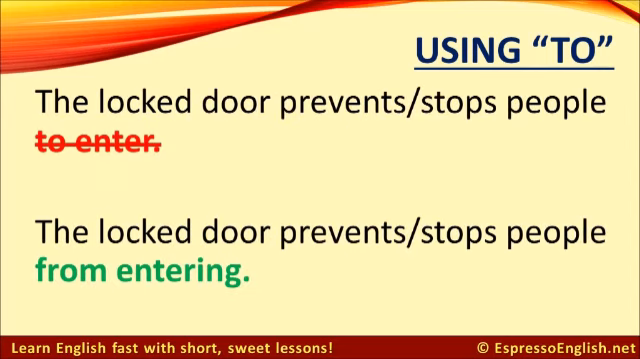Another mistake I sometimes see students make with the word to is after the word prevent or stop. For example, don't say, the locked door prevents or stops people to enter. The correct structure is this. The locked door prevents or stops people from entering. After prevent or stop, we have a person or an object, and then from plus the ing form of the verb. The locked door prevents or stops people from entering.